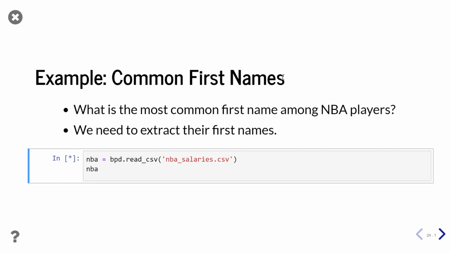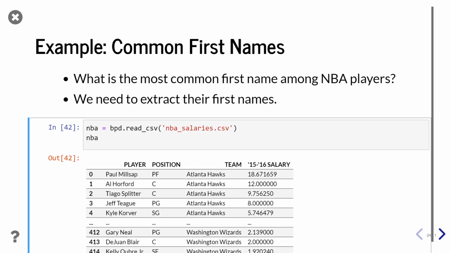I've got my data set of NBA players, and I want to do some analysis, like ask what's the most common first name among NBA players. Well, there's no table method called dot player's first name. Okay, I have to code this up myself. I have to make a custom function to do this. And in fact, we've already made such a function that takes in a string and outputs a person's first name. So how do we take that function that we wrote and use it with our table?